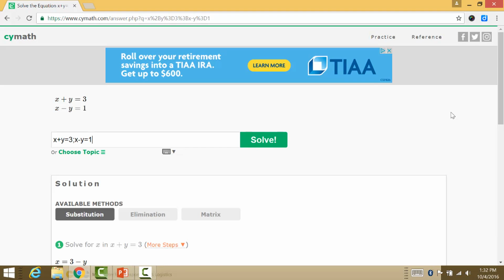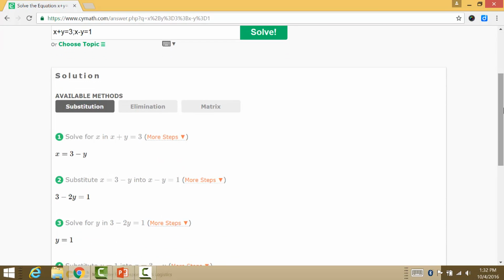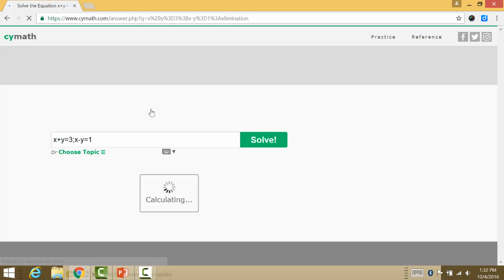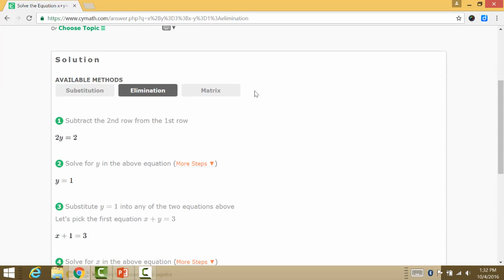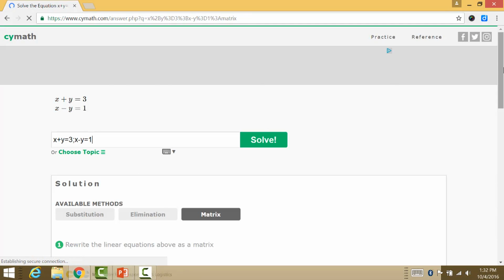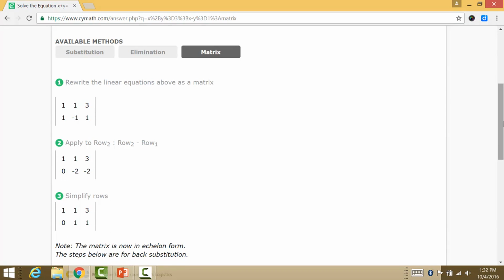When it gets done calculating, SciMath shows you multiple ways to arrive at the solution. At this point, we're looking at the substitution method in solving for x and y. We can also look at the elimination method. And similarly, we can look at the matrix method for solving systems of equations. So there are lots of ways that you can solve these equations, and SciMath shows you multiple ways to solve the equations. Once again, it's very helpful as you're working on and learning algebra.